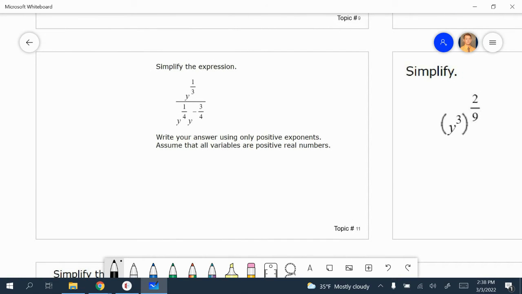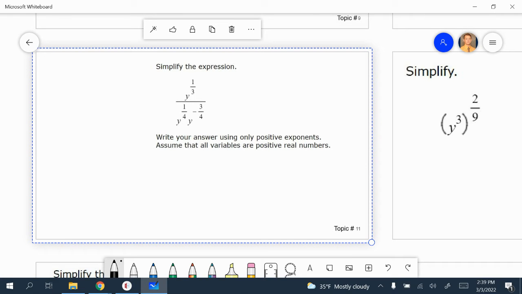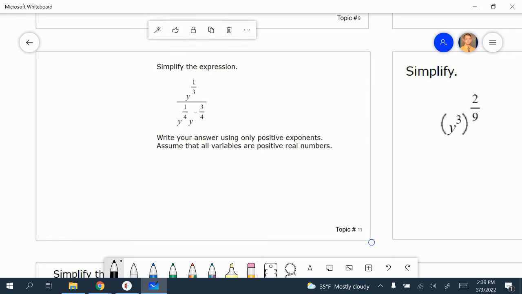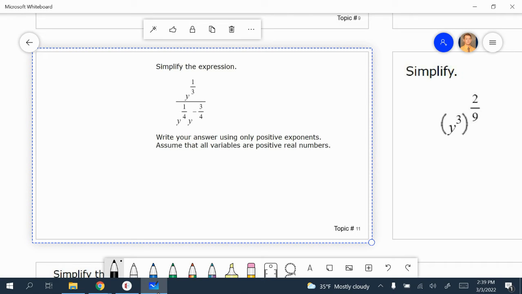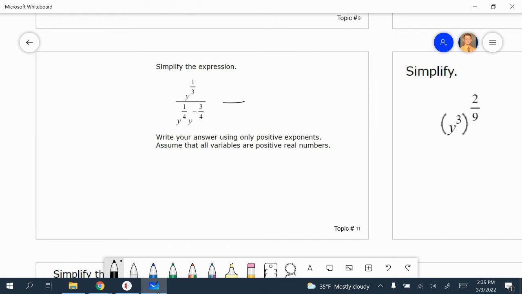Topic number 11, you can do this a couple different ways. I'm going to first start by just combining the bottoms first. I'm going to add those exponents together. So we'll have 1/4 plus a negative 3/4, which is negative 1/2. I guess I could have figured that out without using a calculator. So that would be down there, and then we would have y to the 1/3 on top.